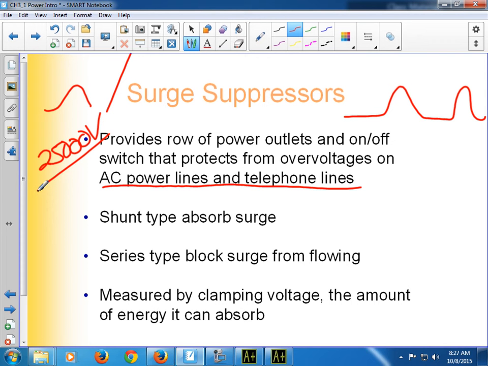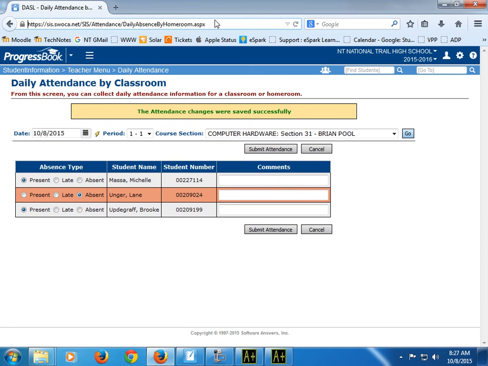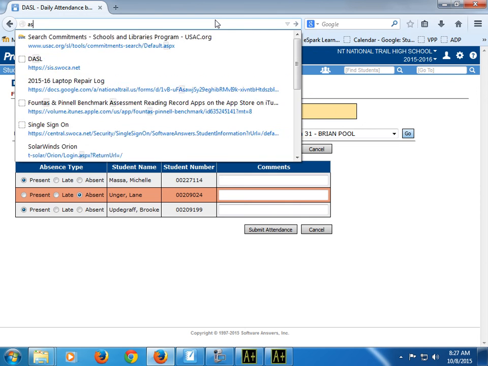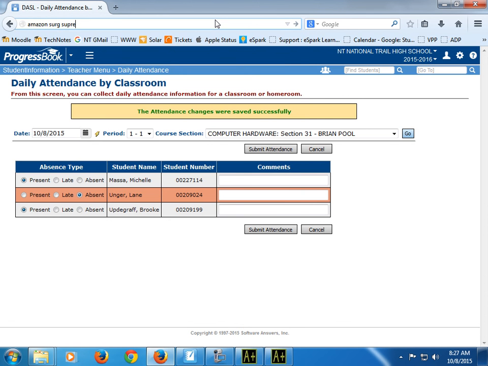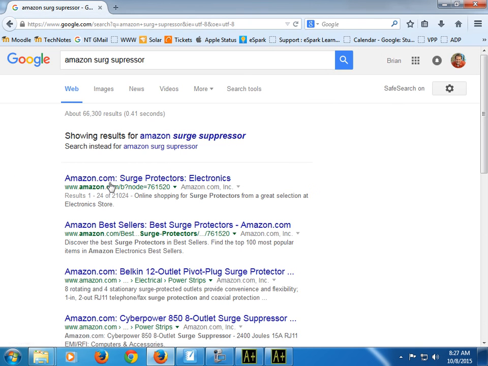So they absorb the surge, it goes to ground, and they have some kind of clamping voltage, or the amount that it can absorb before it's burnt out too. And so that clamping voltage is usually on the box. And if I wanted to go buy one, they're not overly expensive. I'm going to go ahead and go to Amazon. Did I spell that right? Close enough for Amazon to find it. There we go.